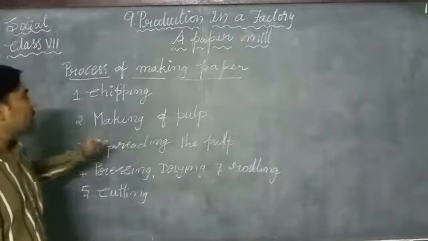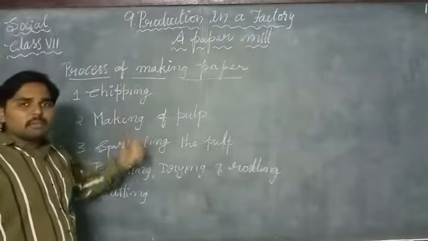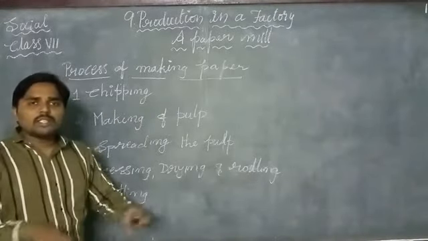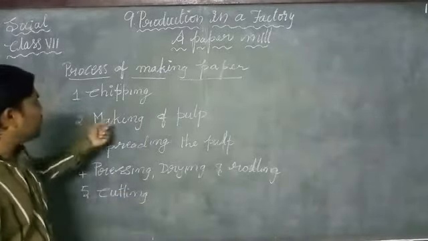The first one is chipping. Chipping is nothing but breaking down the large sticks of subabul into small chips and making of pulp.